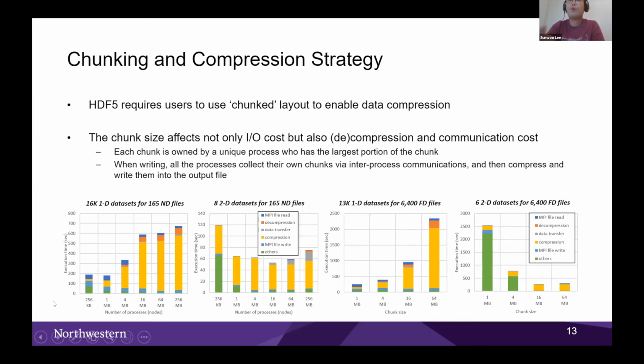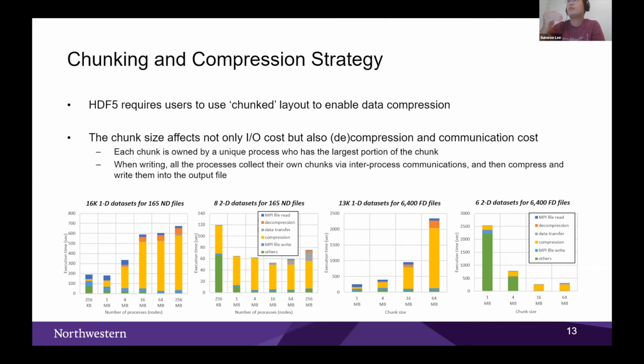We have 4 charts here. The left two show the ND files, the right two charts show the FD files performance, the timing breakdown across different chunk sizes. We tested from 256 kilobytes to 256 megabytes for ND files. As you can see on the left two charts, one is small 1D data sets. The second one is large 2D data sets, timing breakdown.